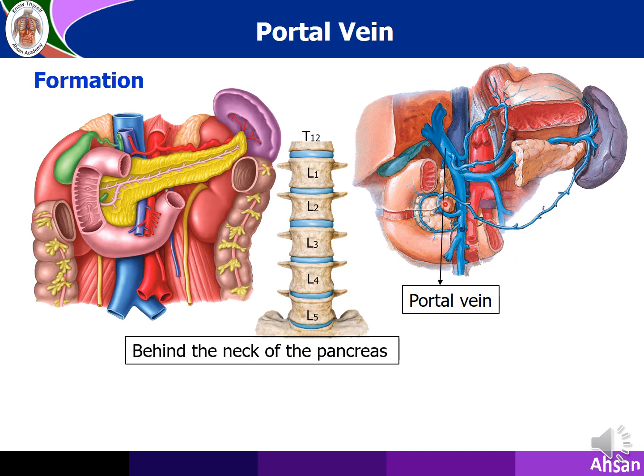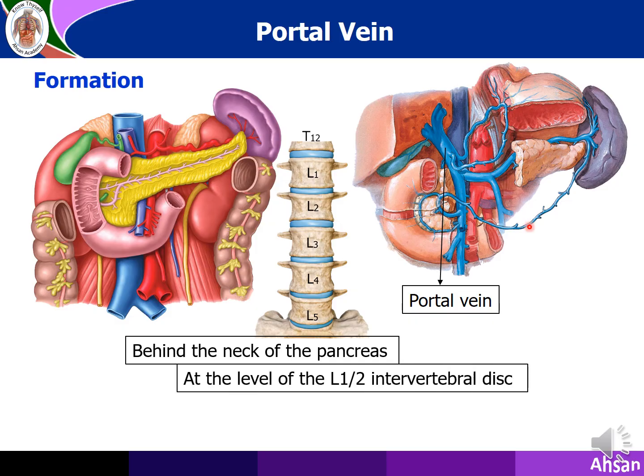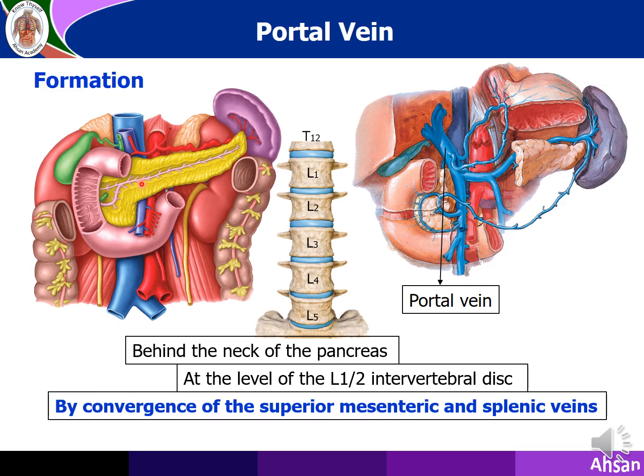Pancreas is a retroperitoneal organ, so it is fixed to the posterior wall of the abdomen. This is at the level of the intervertebral disc. This is the lumbar 1 and lumbar 2 intervertebral disc, and this is the position of the formation. This is formed by the convergence of these two veins.